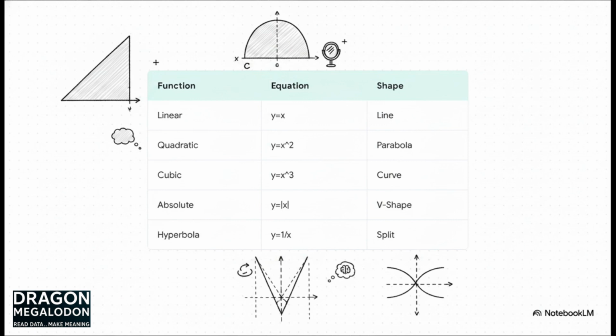Then the cubic function, y equals x cubed, swings into a curve with odd symmetry, meaning it actually has a 180-degree rotational symmetry around the origin. Absolute value drops down as a sharp V shape with mirror symmetry. And finally, the hyperbola, y equals 1 over x, which blasts out split curves in opposing quadrants. You gotta memorize these shapes.